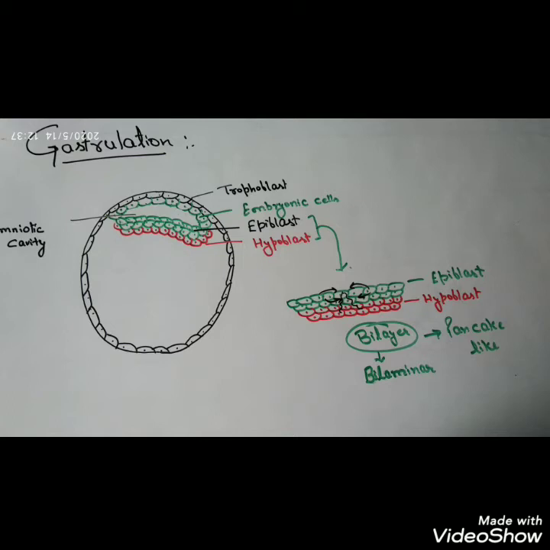Due to their merging, a streak-like structure appears, and this streak-like structure is called the primitive streak. The movement of these layers or cells has been indicated by using black arrows. As you can see, the black arrows from either side are pointed toward the center. Thus, the primitive streak always forms in the center of this bilayer structure.